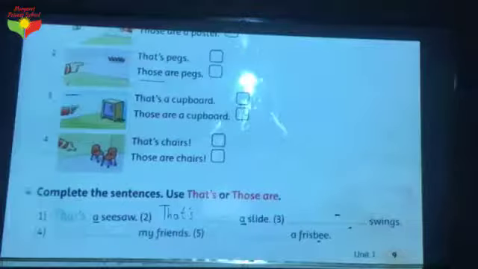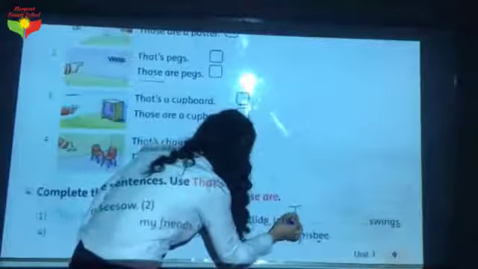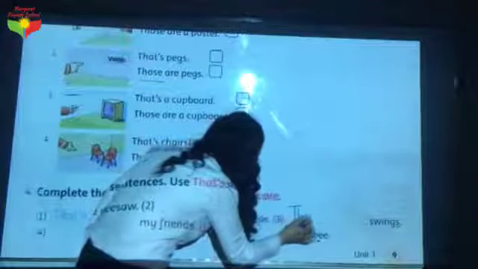Now let's go to the third one. Swings. Look at this S. It means that this noun is plural. That is why we have to use those are. Write those are.